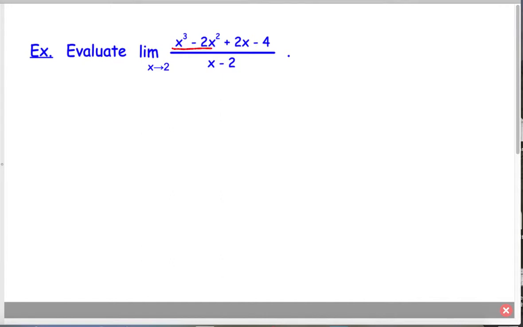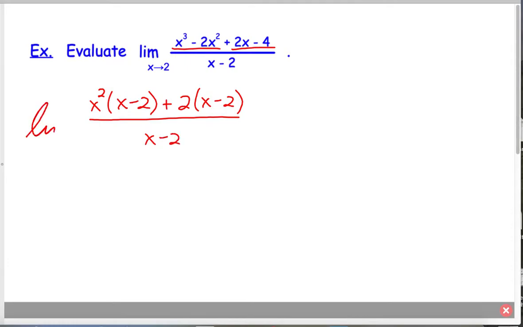So let me look at the first 2 terms, and I can factor out an x squared. And I'm left with an x minus 2. Go ahead and distribute that, and you'll see that it's what we started with. And then if I look at the 3rd and 4th terms, I could factor a 2 out of those. And when I factor out a 2, I'm left with an x minus 2. And all of that is over x minus 2.